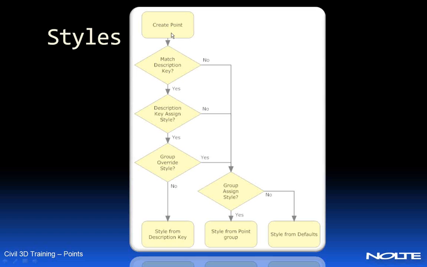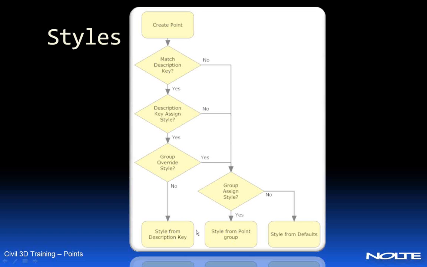Most of the time, the way our description keys are set up, it's going to come to this branch here and look at the groups. There's a group called All Points that every point belongs to. That one's going to have a default style. So more than likely, this will always be yes, and it's going to get it from here. Those are really the main two places that points are going to get the styles from.